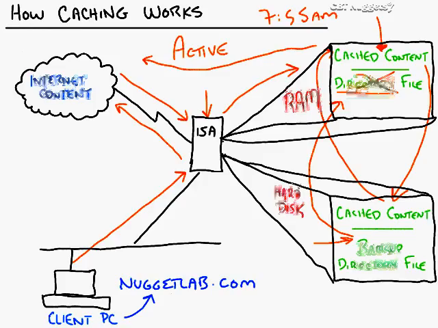Now, imagine this. This client, instead of going to nuggetlab.com, goes to amazon.com, and they purchase their favorite book. They type in their credit card information into a web page. Now, will that be cached and stored on the ISA server? Could that be some security holes? The answer is no, most likely. Now, wait a sec. Most likely?